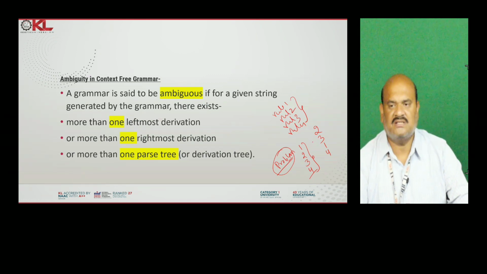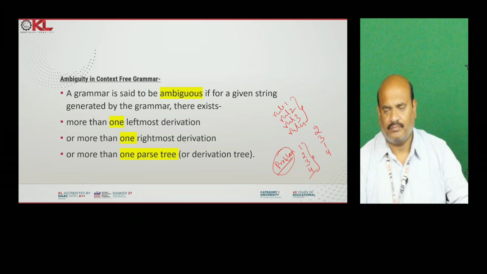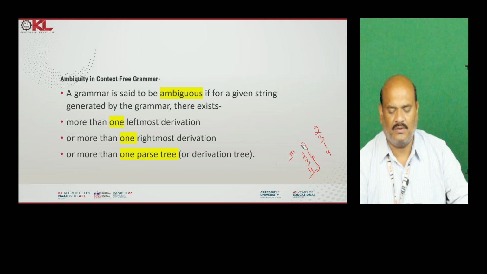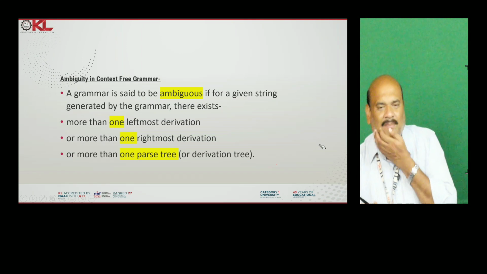See here what I am understanding. For a single problem, by using the same production rules in some order, we are generating that language. So here you understand that one problem has more than one solution. I am telling you: more than one leftmost derivation, or more than one rightmost derivation, or more than one parse tree. So a problem which has more than one solution is called ambiguity.